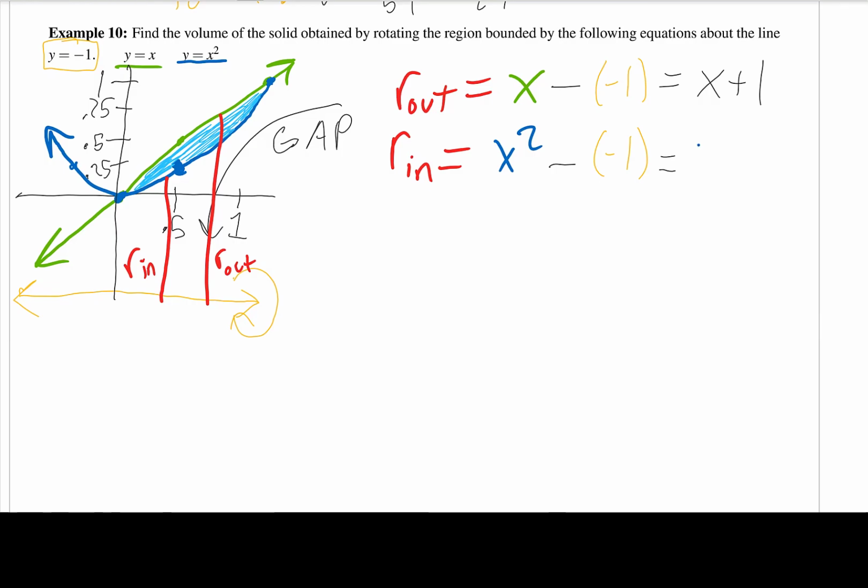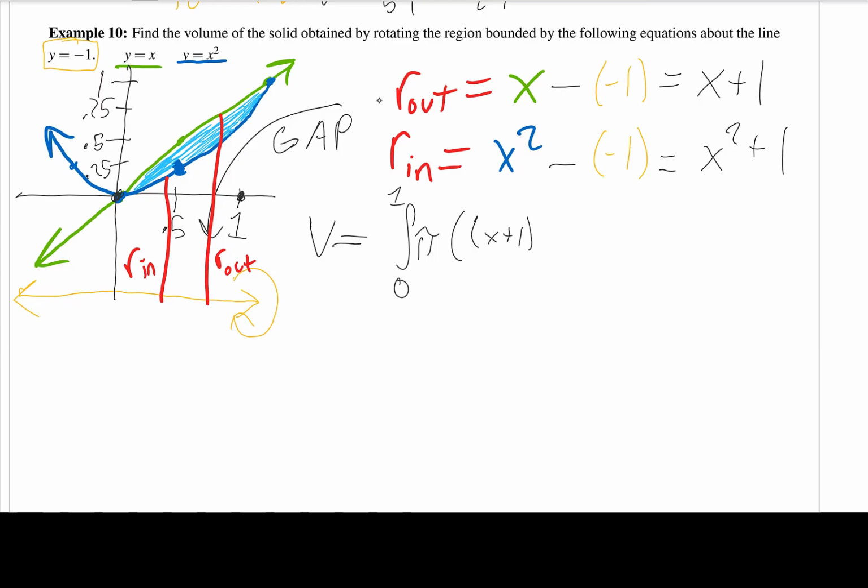So this is x squared plus 1. Then my volume can be calculated by the integral from our leftmost x bound, which is at the origin, so that's 0, to our rightmost x bound, which is at 1, so this is 1.